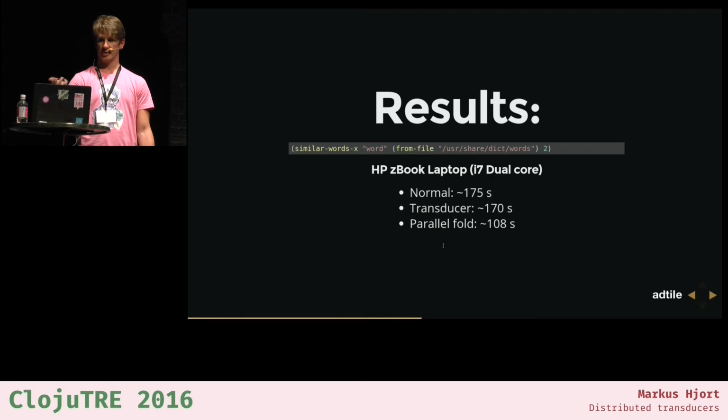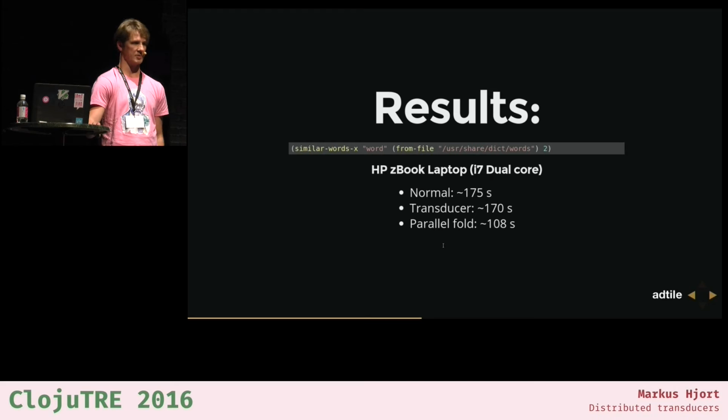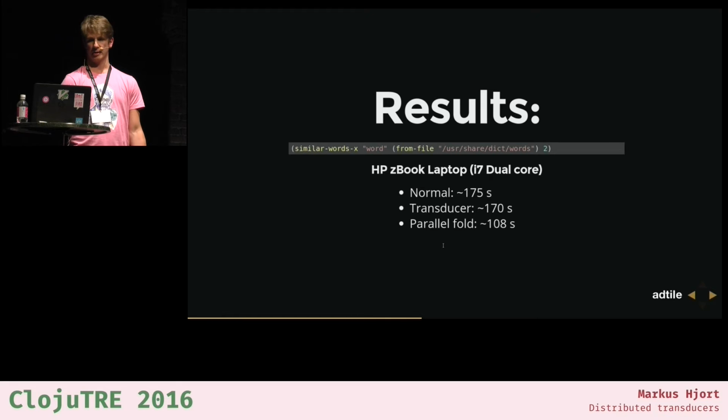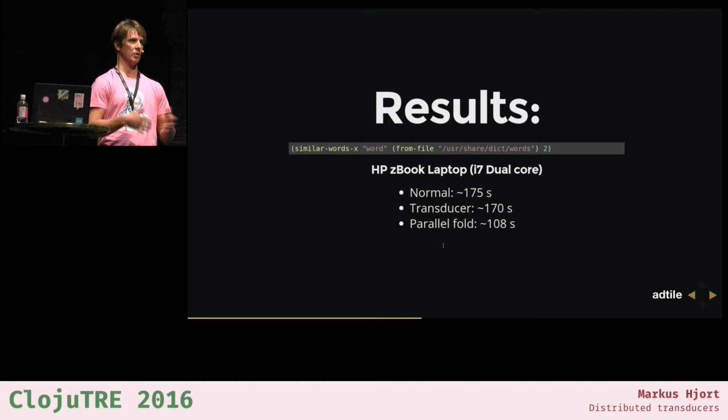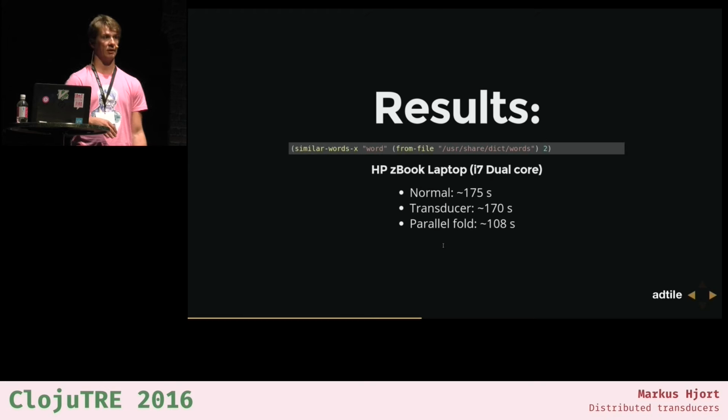And the normal version, the first one, takes about 175 seconds. The transducer version is a bit faster, but it really depends on what kind of algorithms you are writing. Sometimes transducers give more performance improvement, sometimes not. So they are a bit faster. But the parallel fold is, I would say, remarkably faster. So definitely, if you want this code to run faster, you should use the parallel fold version.